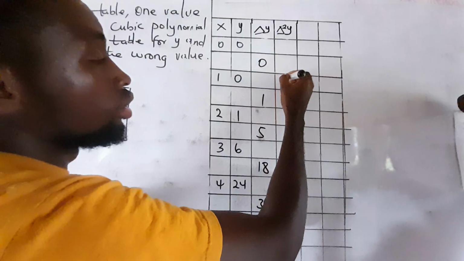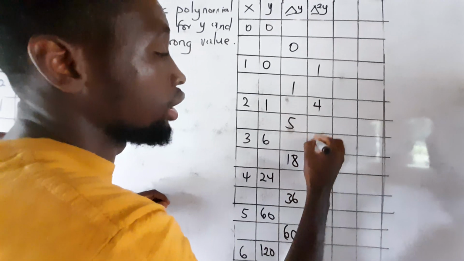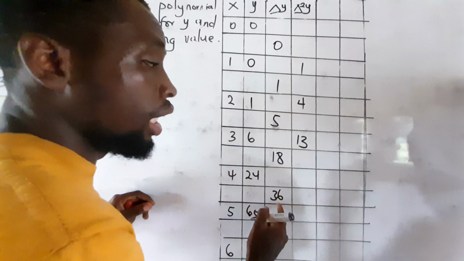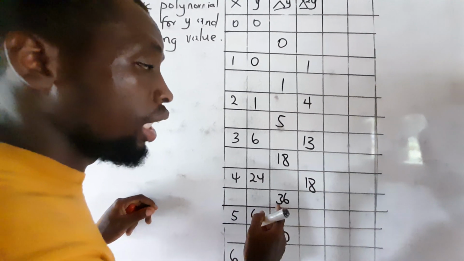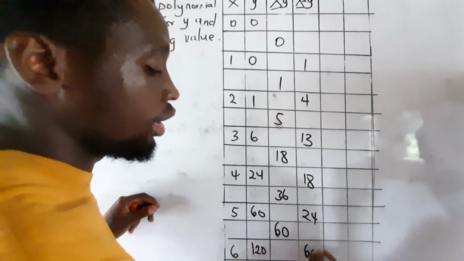We find the second difference, which is del square y. 1 minus 0 is still 1. 5 minus 1, that's 4. 18 minus 5 is 13. Then 36 minus 18, that will be 18 again. 60 minus 36, that's 24. And 90 minus 60, that's 30.